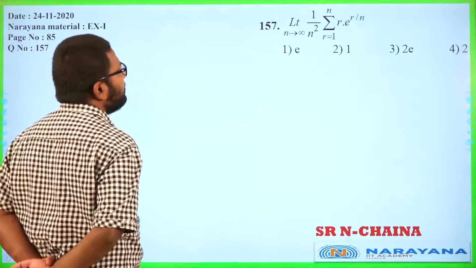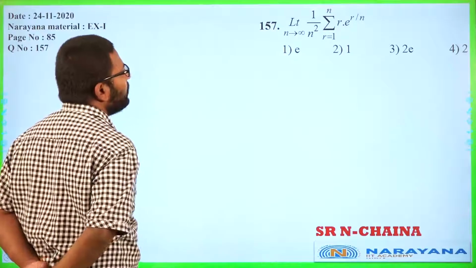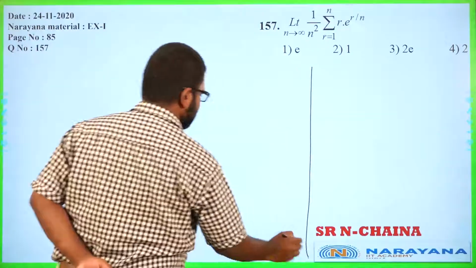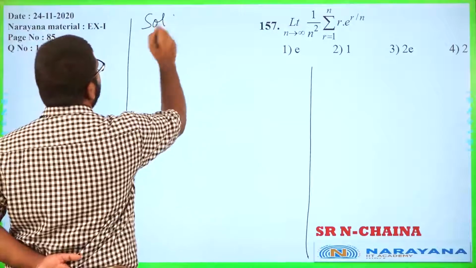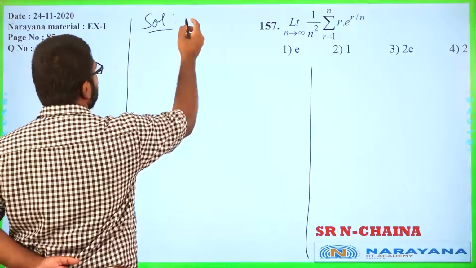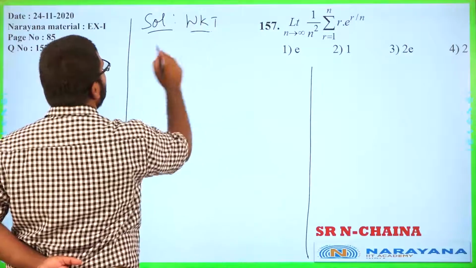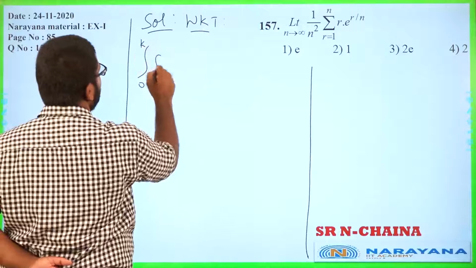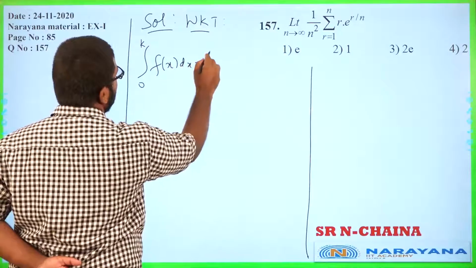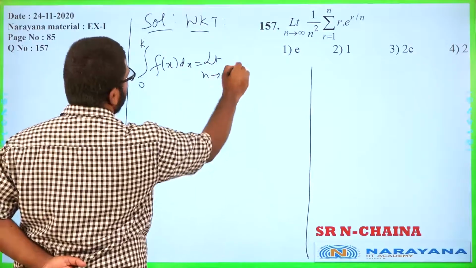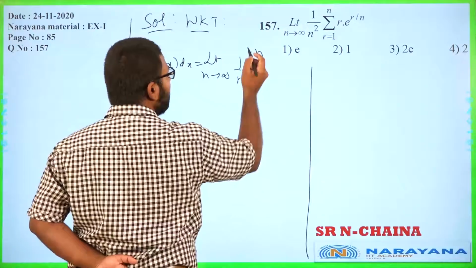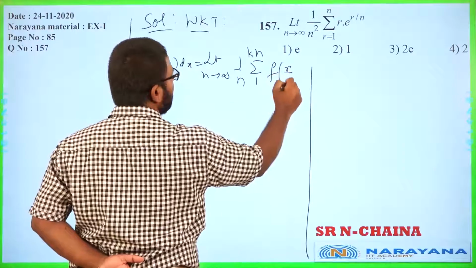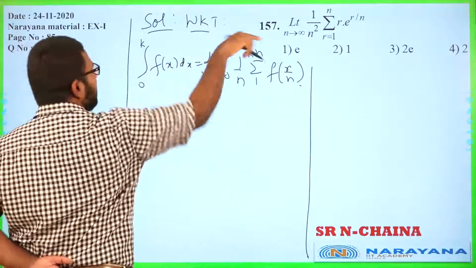Limit n tends to infinity 1 by n square summation 1 to n r e raised to r by n. Okay, so already it is sort of given in a limit form. We know that integral 0 to k f x dx is limit n tends to infinity 1 by n summation r equal to 1 to k n f of r by n. Okay, so keep this in mind while doing that.